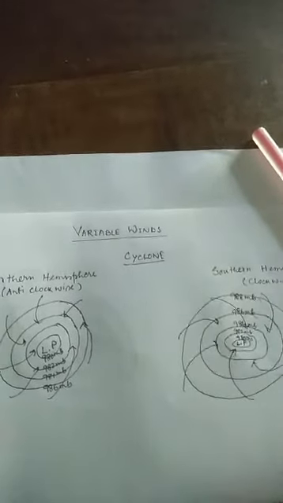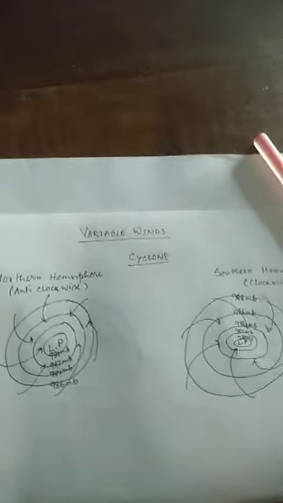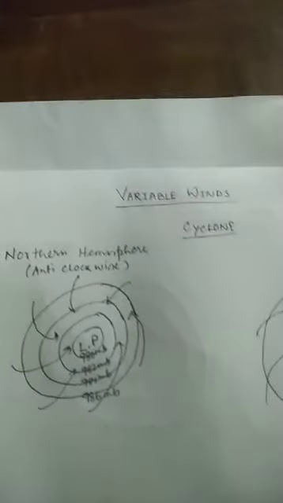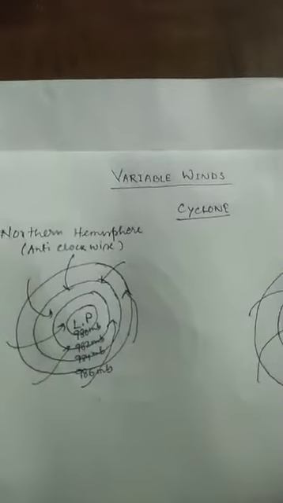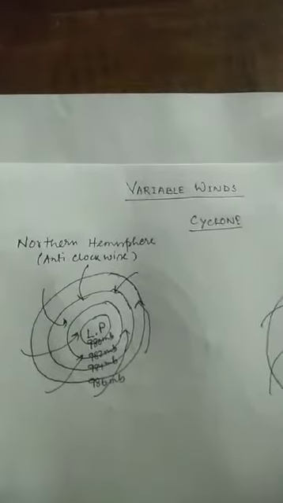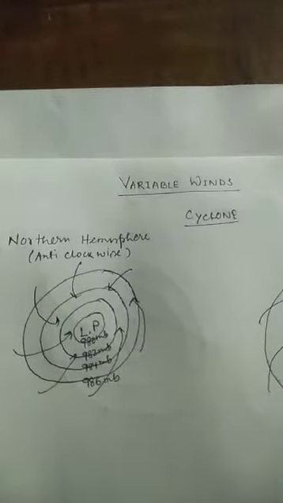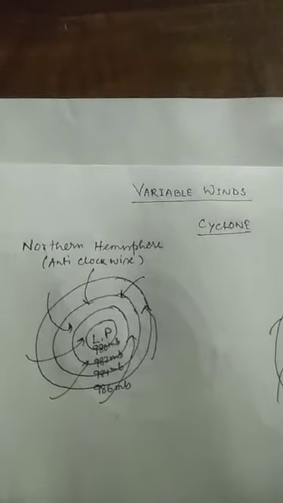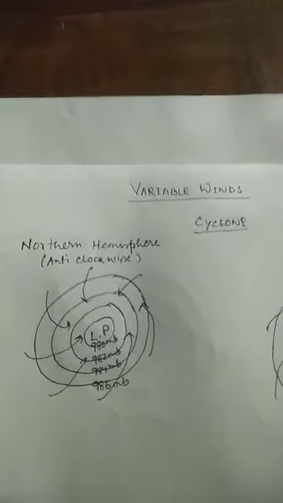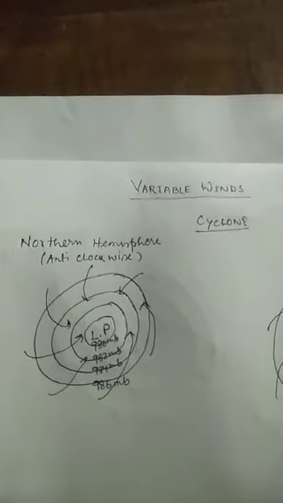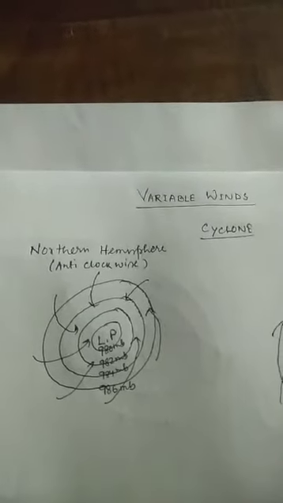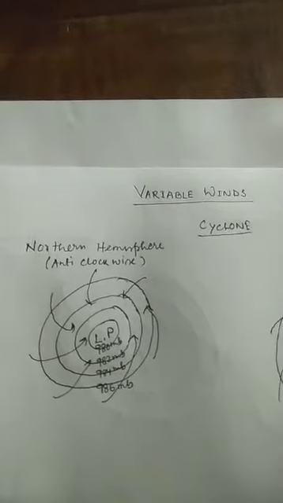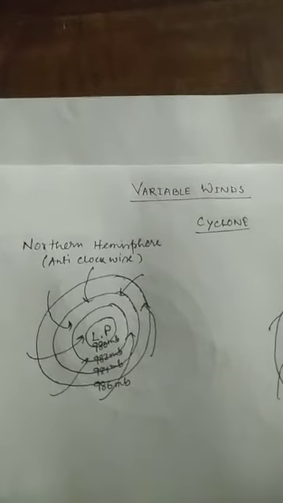So variable winds we can mainly classify into two types. One is cyclonic wind, the other is anticyclonic wind, or cyclone and anticyclone. The first one is cyclone. When we are discussing cyclone, we should clear some facts, like the definition, how the cyclonic condition or cyclone is formed, their types and characteristics. First, what is cyclone?